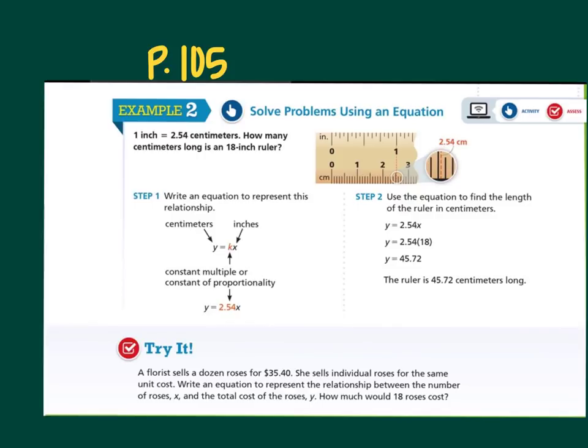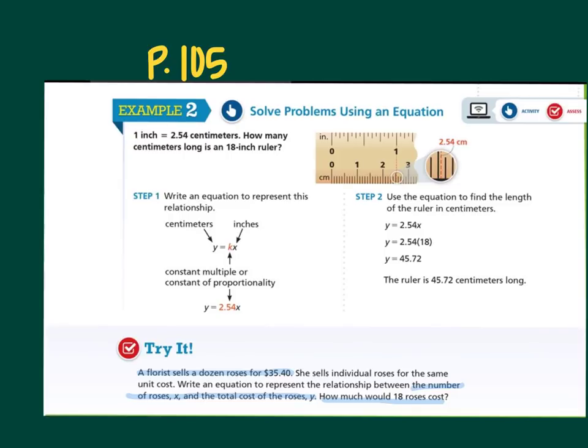Let's look at the try it on page 105. A florist sells a dozen roses for $35.40. I'm going to highlight that. She sells individual roses for the same unit cost. Write an equation to represent the relationship between the number of roses, x, and the total cost of the roses, y. How much would 18 roses cost?